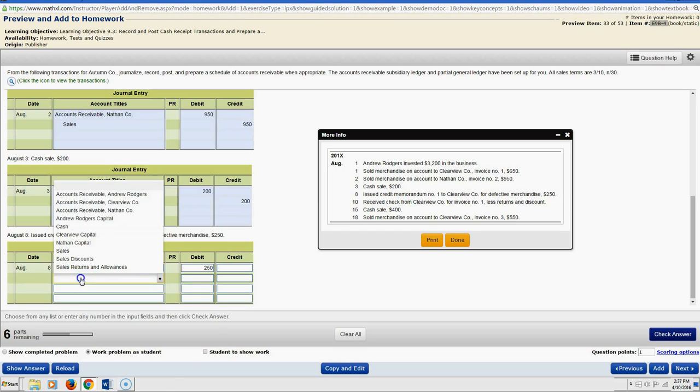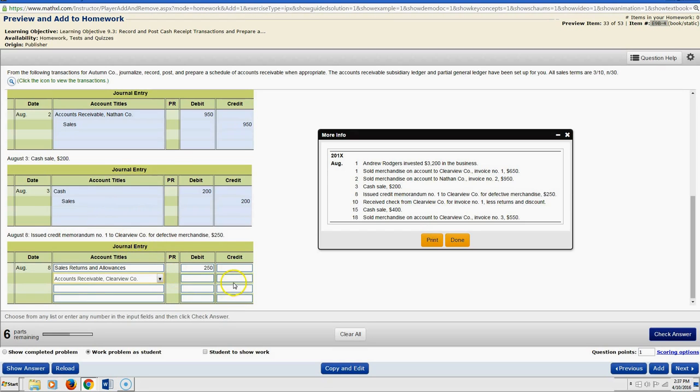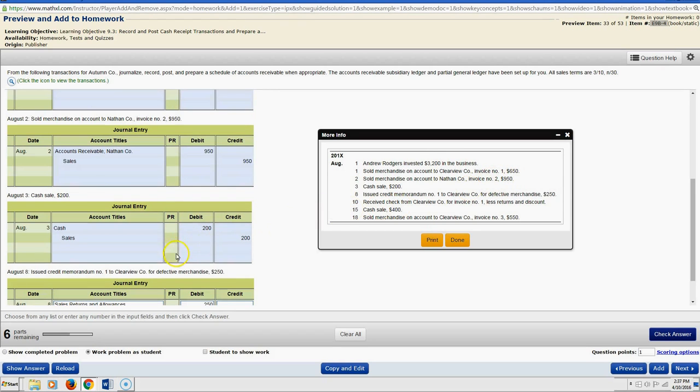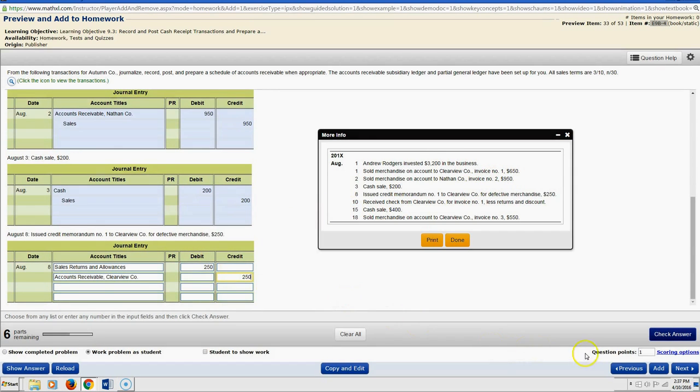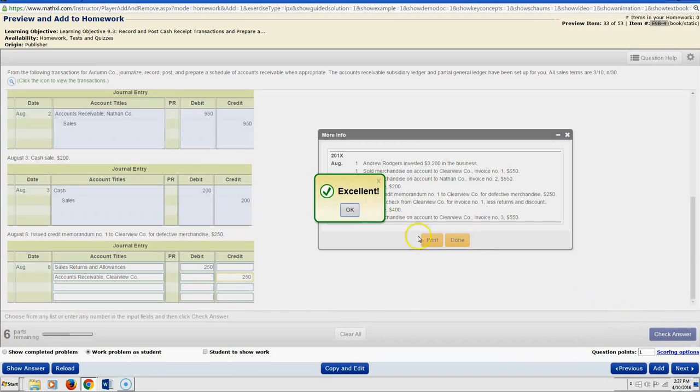and we have to take it off of Clearview's account. And you can see that there's a credit of $250 that we need to make to Clearview's account. So when we go into the subsidiary ledger, we are going to be reducing Clearview's account by $250, and obviously that would cause a reduction down to $400 of what the man owes to us. Okay, so I think we got that right. Let's check the answer. Well done.